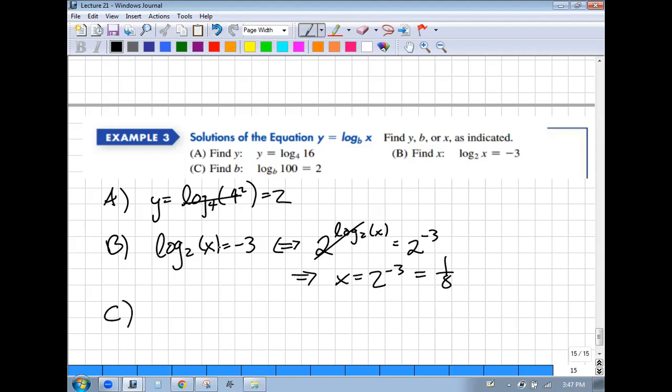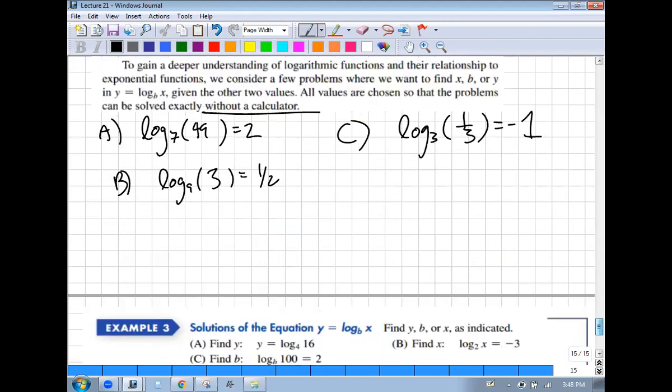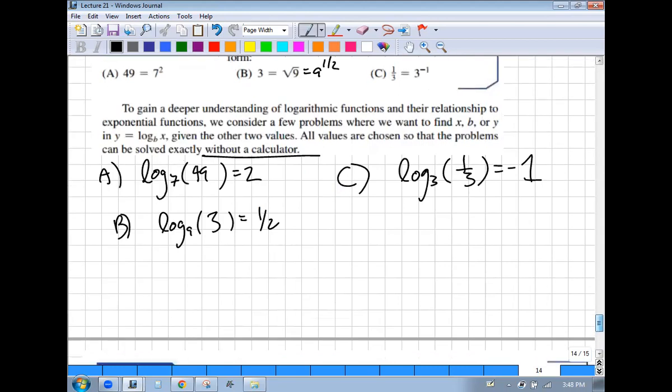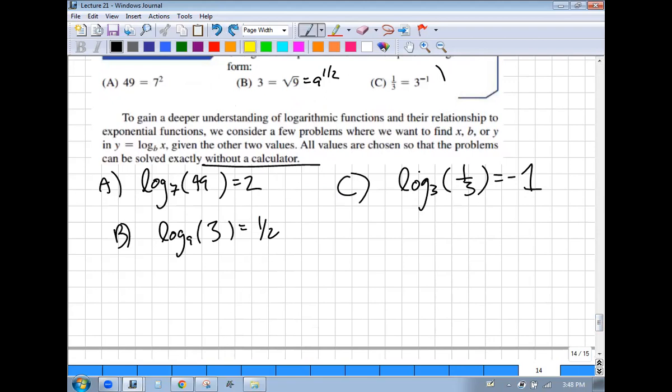Let's look at C here. Here we have log base b of 100 equals 2. It might take a little while. So how do we get this b here? What I could do is, just like the last problems we did, we took exponentials and we rewrote them as logs. You can write the logs as exponentials.